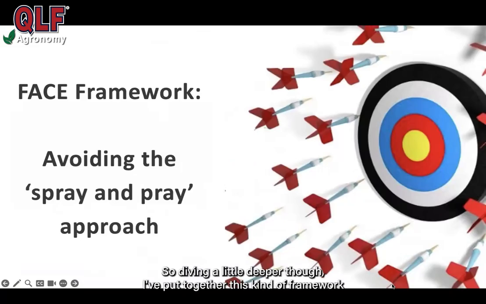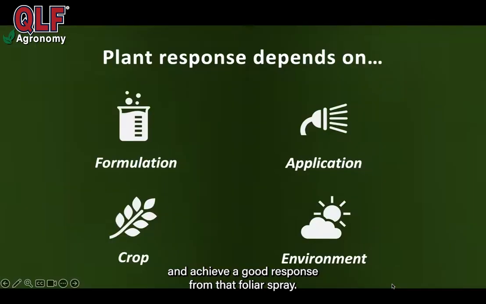Diving a little deeper though, I've put together this framework, which I call F.A.C.E.: Formulation, application, crop, and environment. These are the key factors that are going to influence the success of your foliar spray, and it's going to help us avoid this spray and pray approach. A good foliar spray is not just about dissolving some nutrients, putting them in the spray tank and going. No, there are a lot of important details. Details matter. These are the things that we really need to focus in on in order to ensure we hit that bullseye and achieve a good response from that foliar spray.